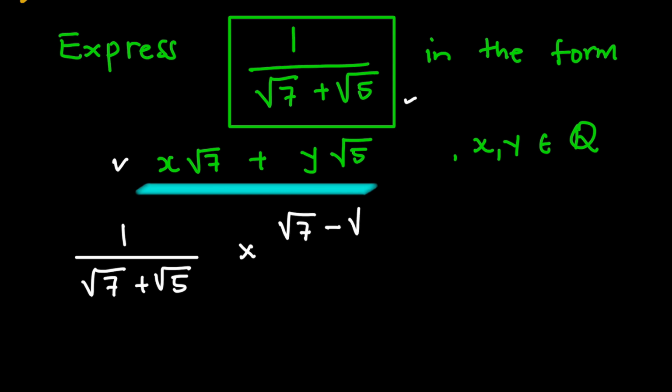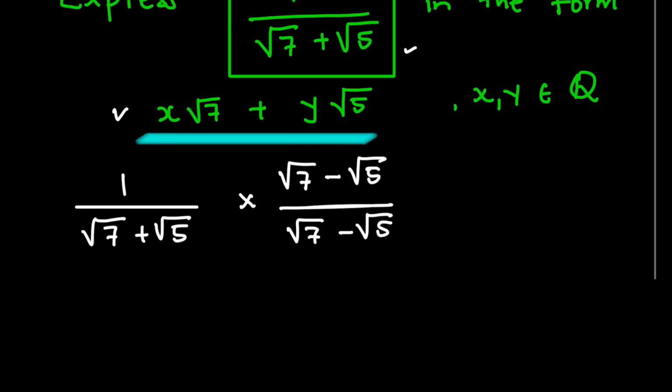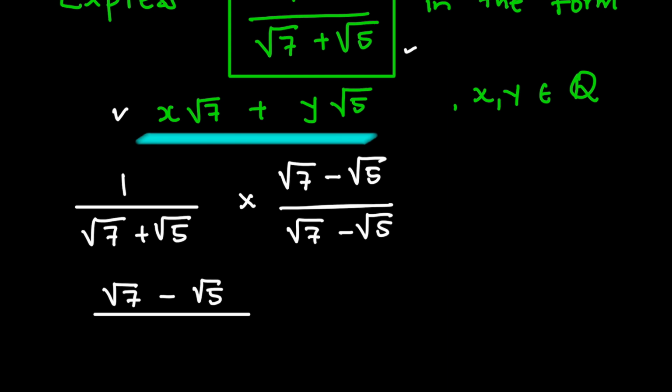But this is going to be a special one. The root of 7 minus the root of 5. So when we do this, we are going to get, obviously on the numerator, the root of 7 minus the root of 5. So on the numerator, 1 times this, you get this.